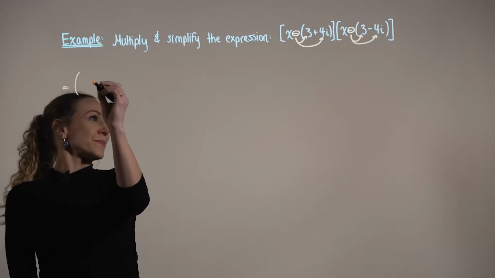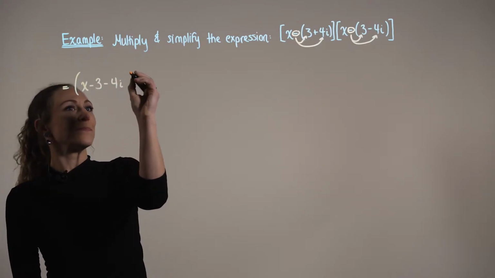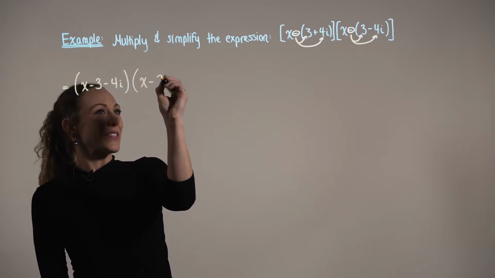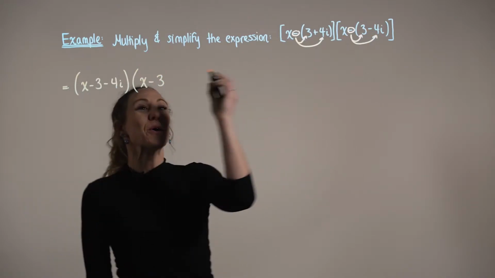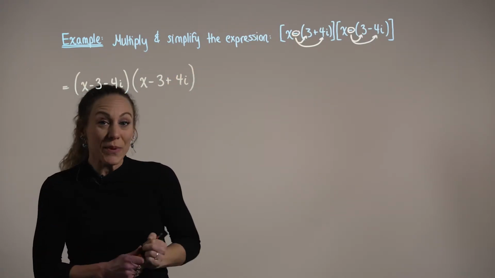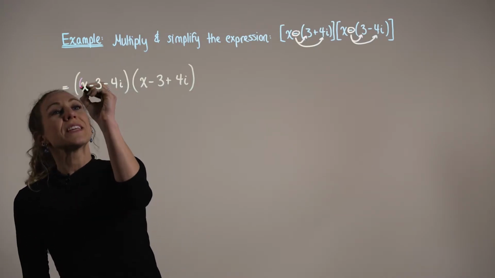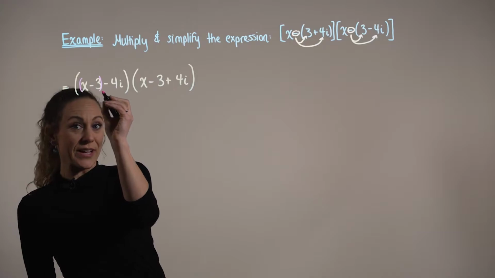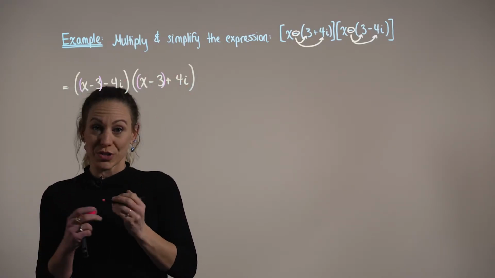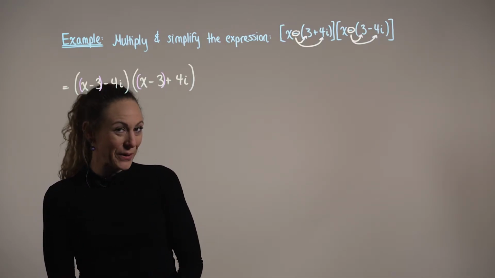We now have x minus 3 minus 4i, and this is all multiplied by x minus 3, and the negative times the negative produces a positive 4i. So we have the product of two complex numbers now, and we can see this portion here, x minus 3, which is the same in the second portion. That's the real portion of the complex number, and 4i is the imaginary part.